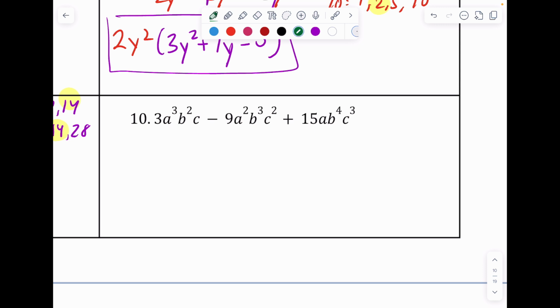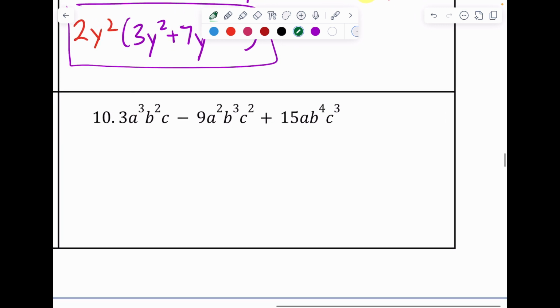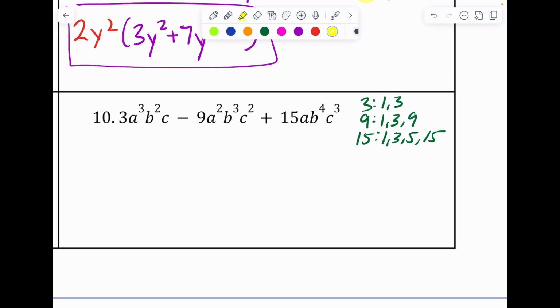All right. Number 10. I'm going to look at all the numbers, and I'm going to think about what is my greatest common factor. I have 3, 9, and 15. What numbers go into 3? It's 1 and 3. What numbers go into 9? That's 1, 3, and 9. 15 is 1, 3, 5, and 15. Now, what is my greatest common factor? It looks like it's just 3. So I know for sure I'm factoring out a 3 from all of these terms.